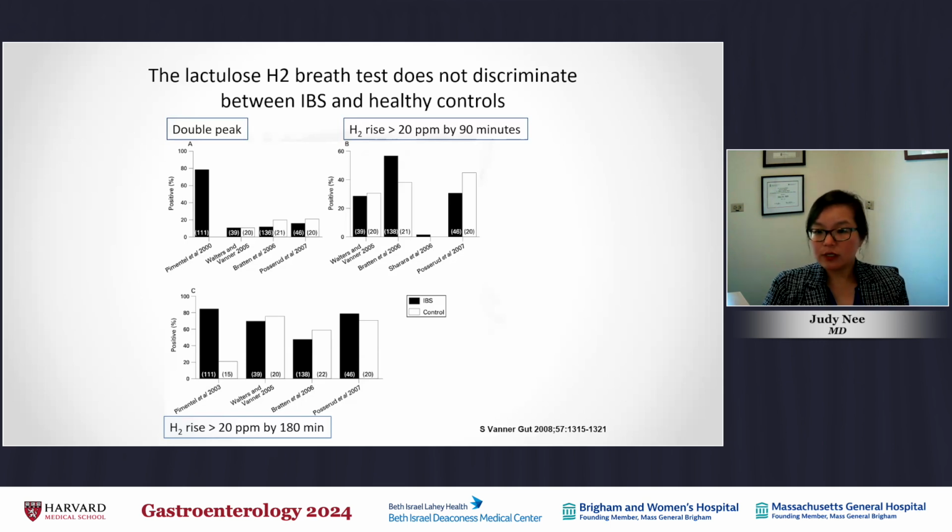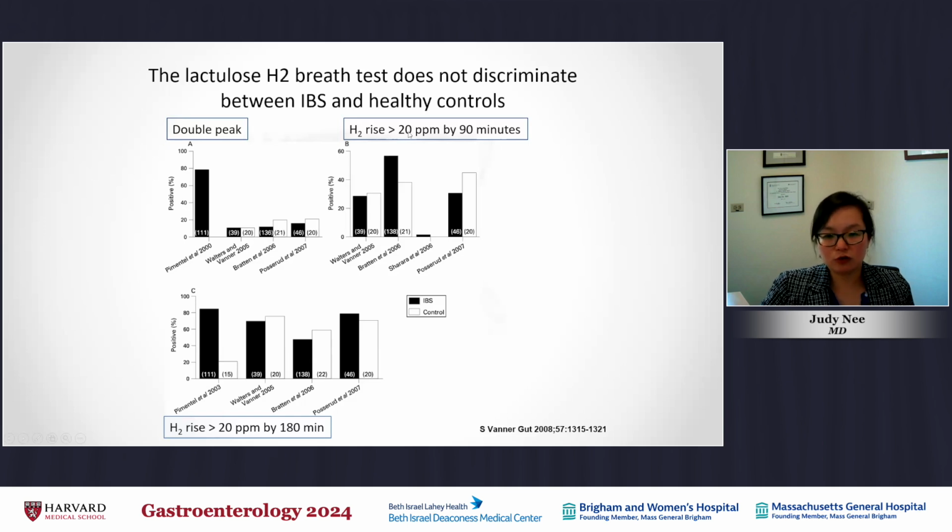But the issue really is when you look at the criteria, every study has used somewhat differing ways of defining positive SIBO, and we find lactulose hydrogen breath testing doesn't necessarily discriminate between IBS and healthy controls. So you can see here, if we're using that double peak criteria, Pimentel's study in 2000 that I just showed shows that very high prevalence. But if you use that same criteria, where the black boxes are IBS and the healthy controls are in the white, there's not really a difference in subsequent studies.